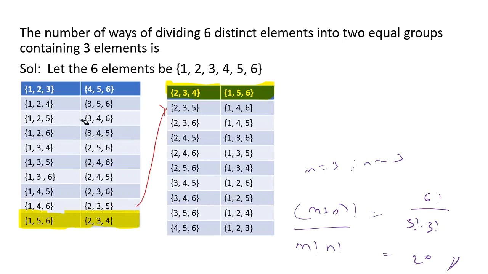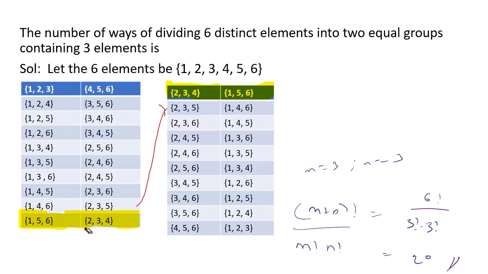So pause the video and have a look at this division. So 1, 2, 3, 4, 5, 6. 1, 2, 4, 3, 5, 6, and so on. And then we can continue. So these are my 20 ways of dividing these 6 objects into 2 groups containing 3 elements each.